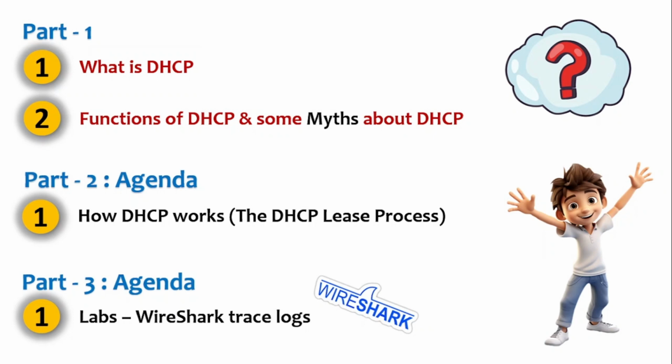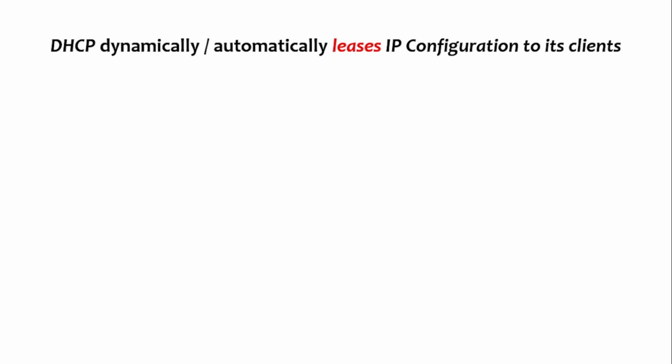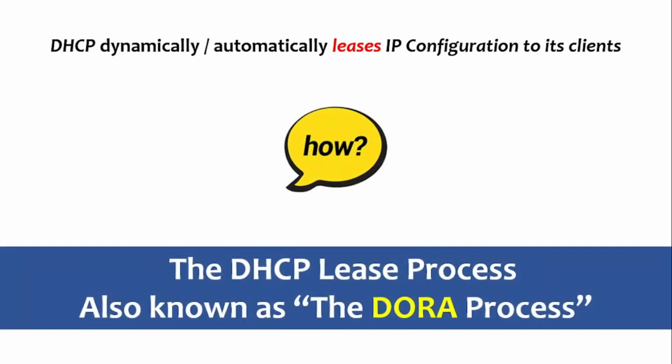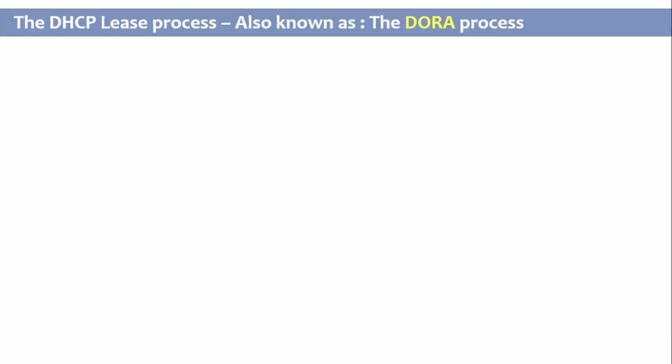So let's get started. As we know, DHCP dynamically or automatically leases IP configuration to its clients. Big question, how? There's an entire process which runs in the background called the DHCP lease process, also known as the DORA process, D-O-R-A. So let us understand this DORA process, the DHCP lease process.